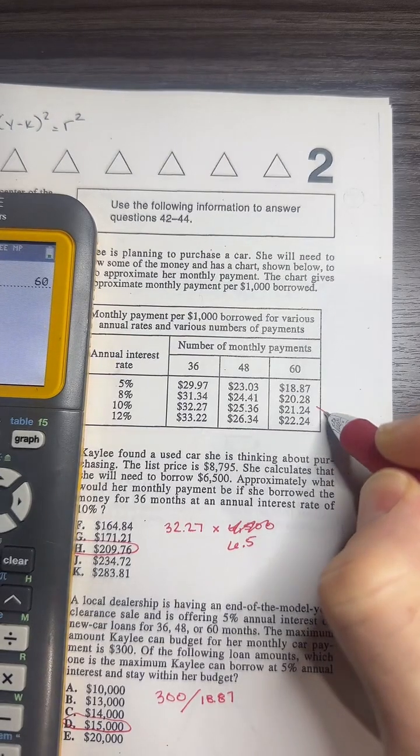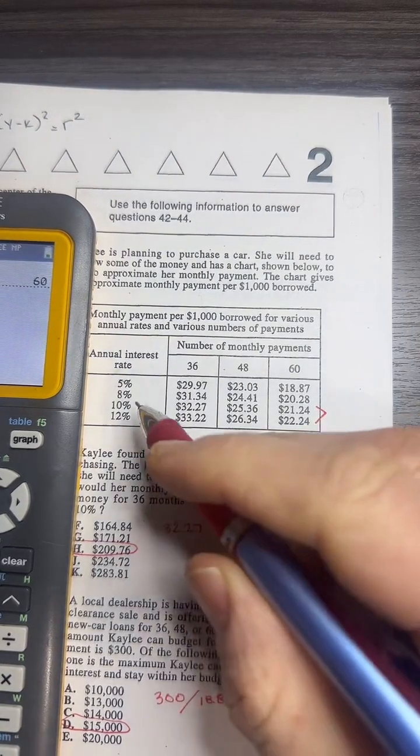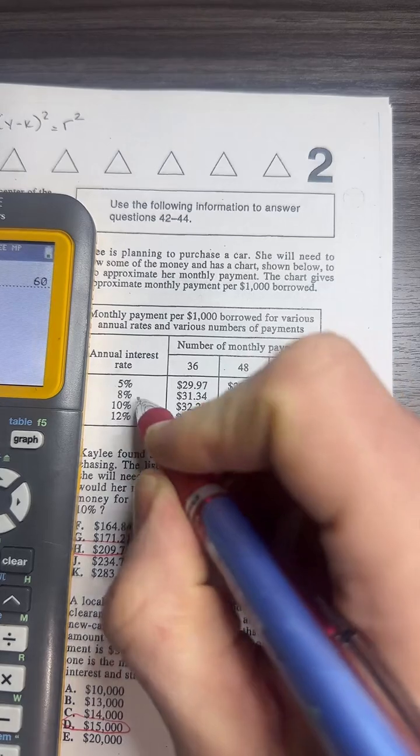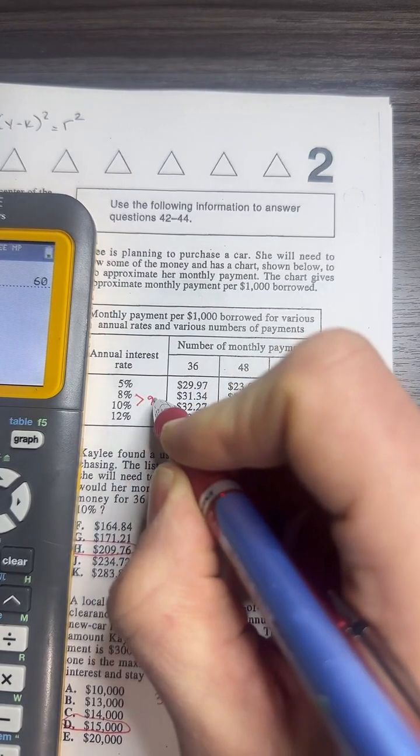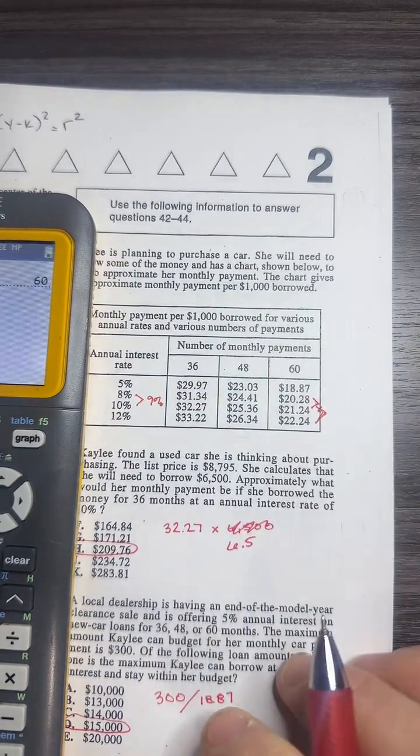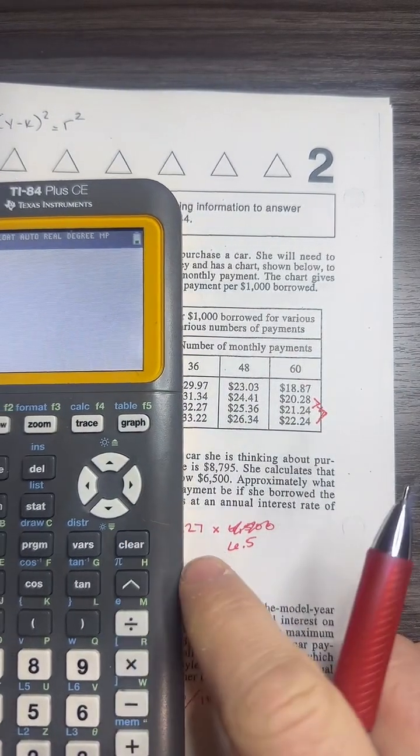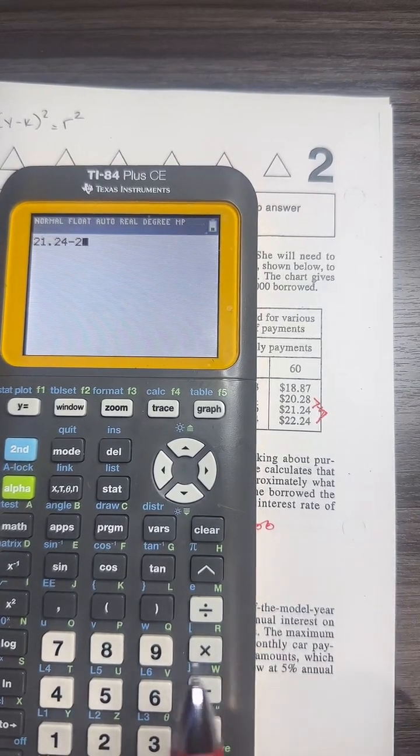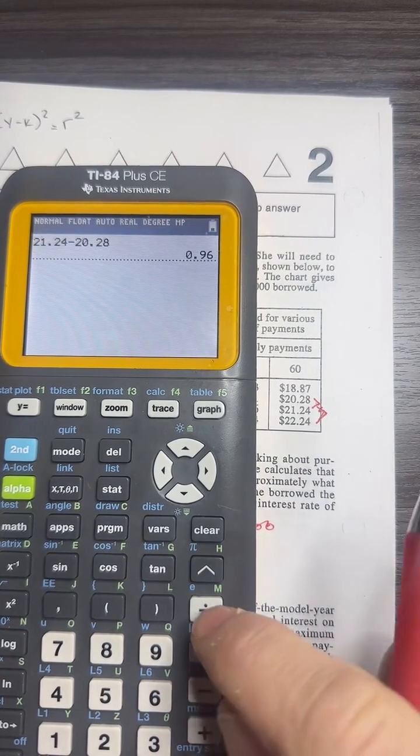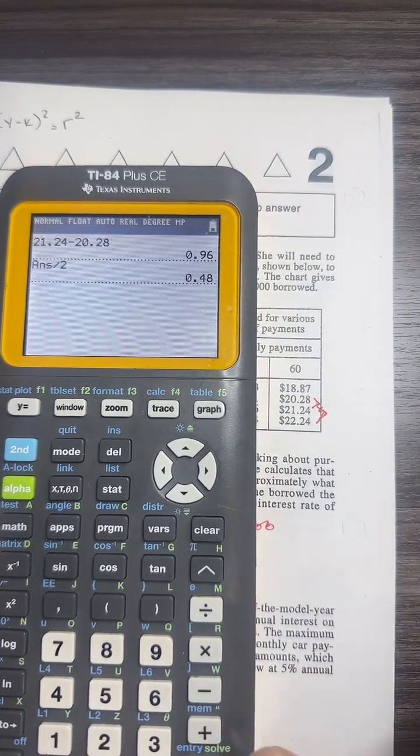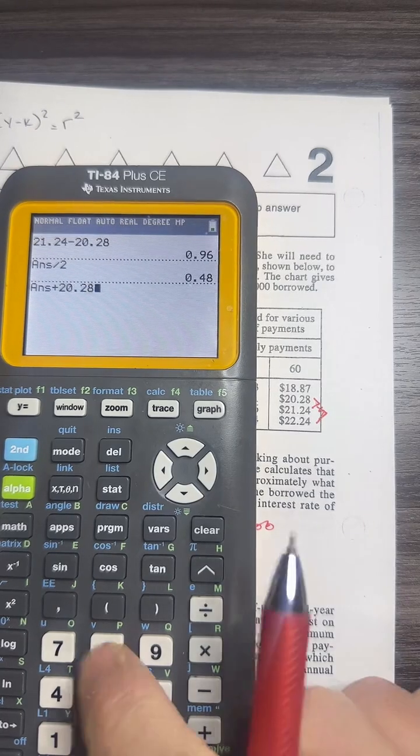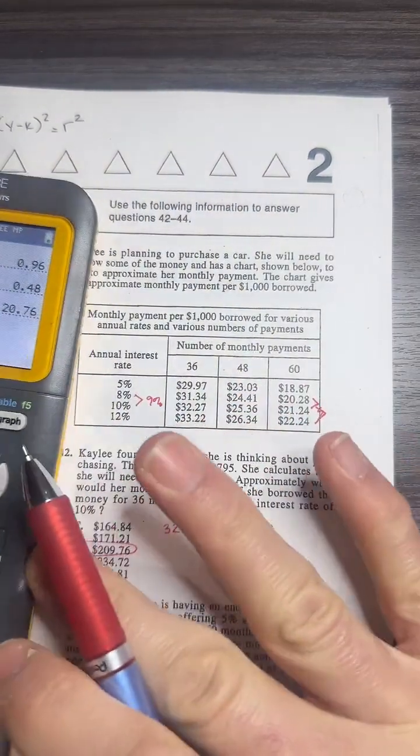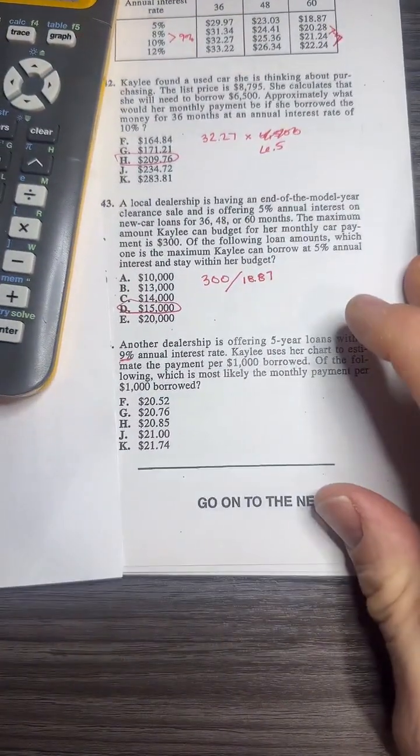So what we got is a 9% loan. So 9% is going to be between, not 10 and 12, that's going to be between 8 and 10. So 8 and 10% is going to be 9%. So we're going to split the difference. We're going to take 21.24 and subtract 20.28. We're going to divide that by 2. That gives us the difference, and we're going to add it back to 20.28. That gives us $20.76 per thousand.